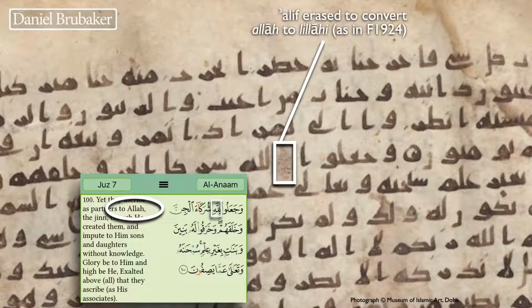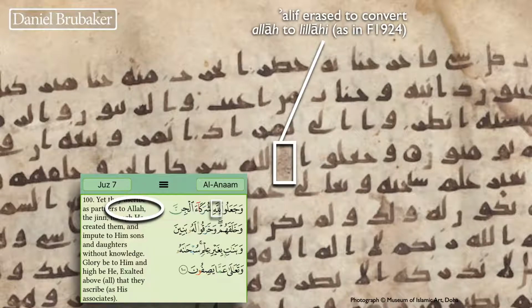All right, here's the next one. What you see inside the box there is the place where an aleph initially stood, the initial aleph of the word Allah. The effect of taking this aleph away is to convert the word Allah to the word lillahi, which has the meaning of "to Allah." And that is, in fact, how it stands in the Hafs text.